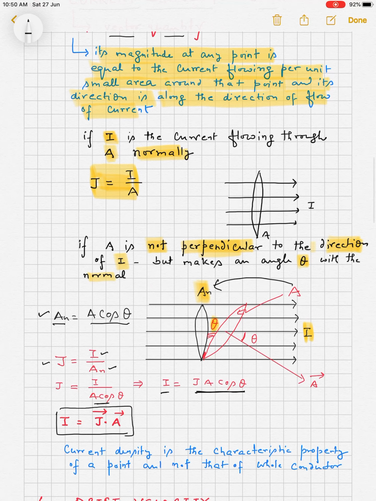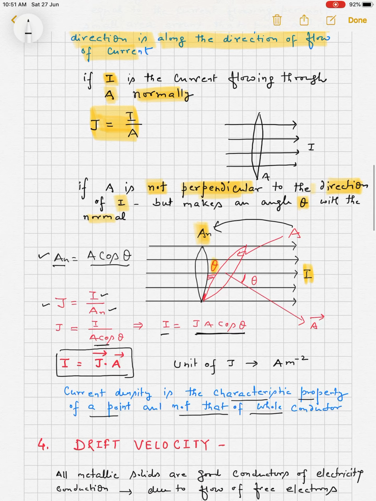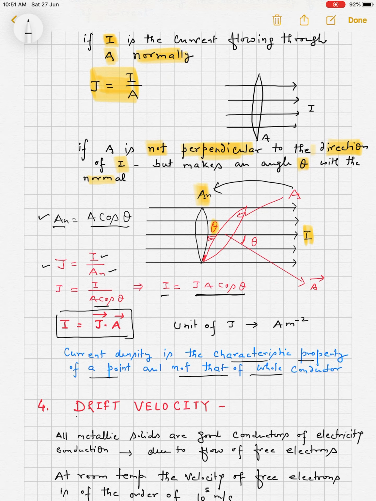The current density is a characteristic property of a point and not that of the whole conductor. Its unit will be ampere per meter square, because J is equal to I upon A, and it is a vector quantity. Now we come to the next topic, that is drift velocity.